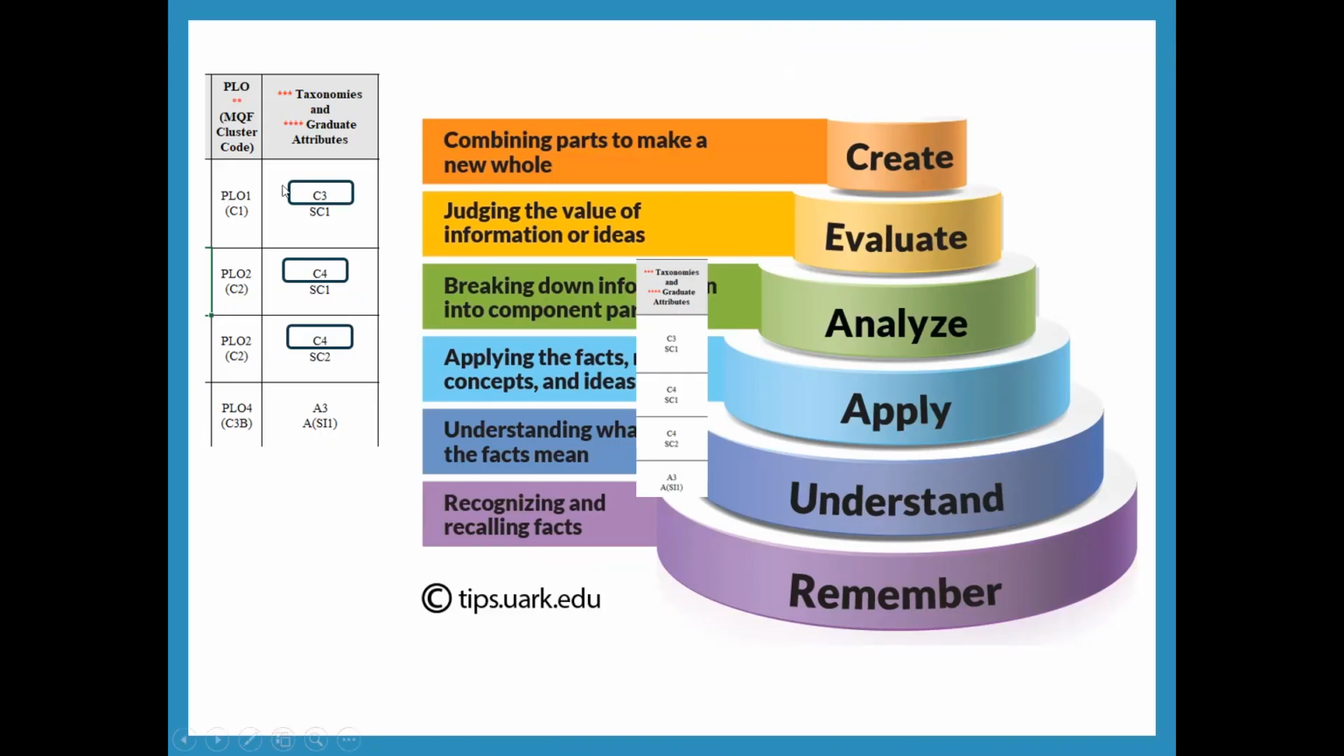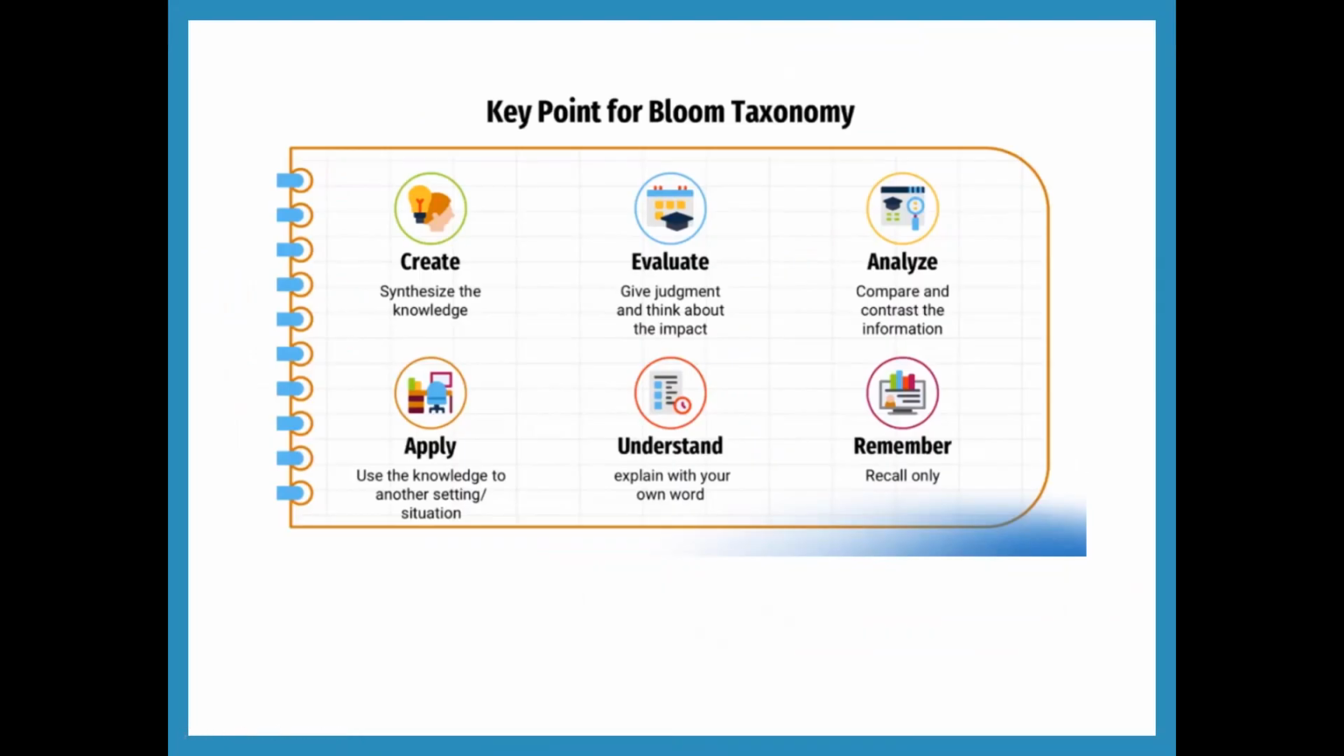So this is where all the levels that we are looking for, the cognitive levels. Okay, I will just reiterate the cognitive levels. Create is C6. Remember is C1. So remember is recall only. Understand, explain with your own words. Apply, use the knowledge on another setting or situation. Analyze, compare and contrast the information. Evaluate, give judgment and think about the impact. Create, synthesize the knowledge. Okay, these are the key points in Bloom's taxonomy.